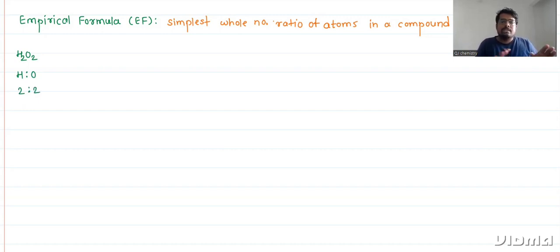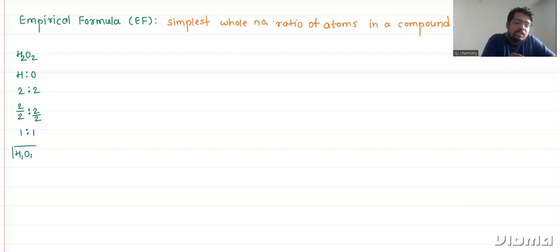Now let us convert this into simplified form. Divide by 2. So in simplified form, the ratio of the number of hydrogen to the number of oxygen is 1 to 1. The number of hydrogen atoms is 1 and the number of oxygen atoms is 1. So H1O1, that is HO, is the empirical formula for hydrogen peroxide. Similarly, we can calculate the empirical formula for any compound.